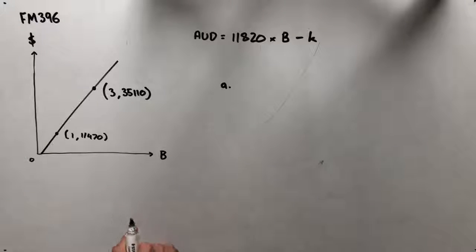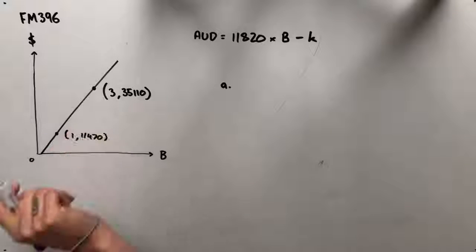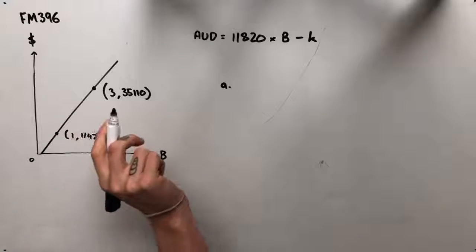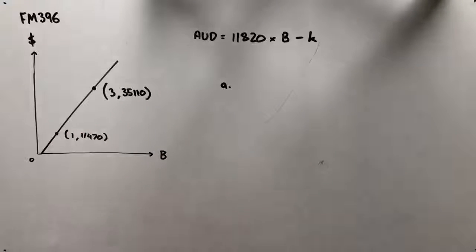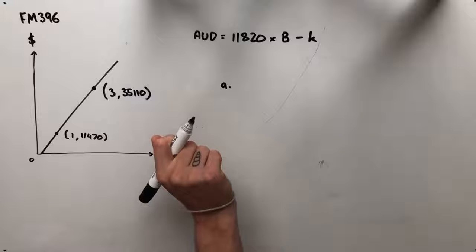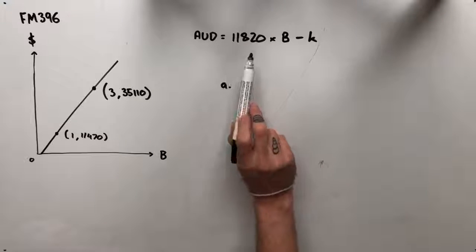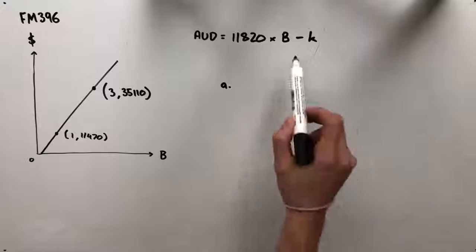So this question reads, the graph below shows the relationship between the Bitcoin and the Australian dollar on a particular day. And we're given a graph that looks much like this one. The points (1, 11,470) and (3, 35,110) are labelled. The equation for the relationship between the Australian dollar and the Bitcoin is Australian dollar equals 11,820 times Bitcoin minus K.